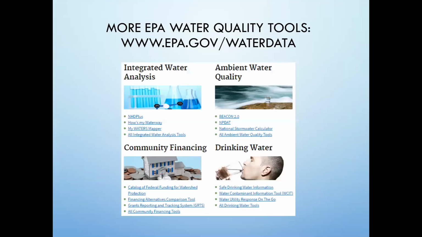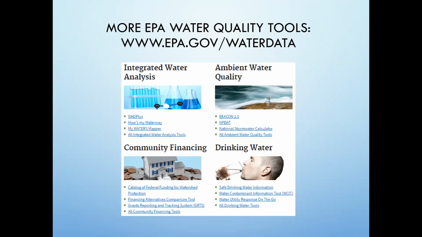And on this slide, we just covered a few of EPA's tools. Most of them had been developed with tribal work in mind. There's also other water quality tools available at epa.gov/waterdata. They may not be applicable to all the work you do, but if you're interested in learning more about what's available, you can check this out.